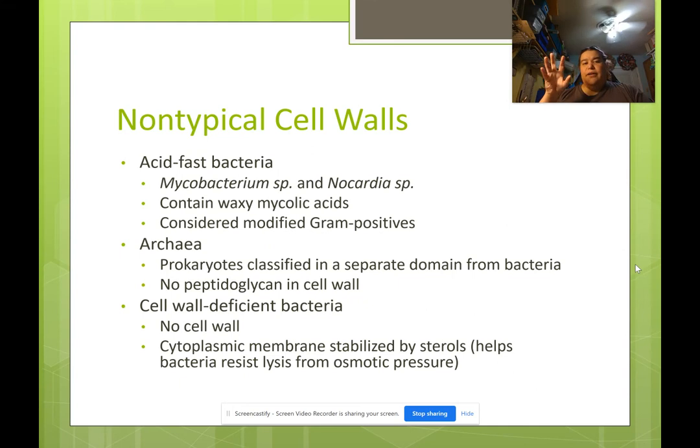So let's talk non-typical cell walls. The ones that you will always hear the most often about are going to be the peptidoglycan cell walls. But we have some others.